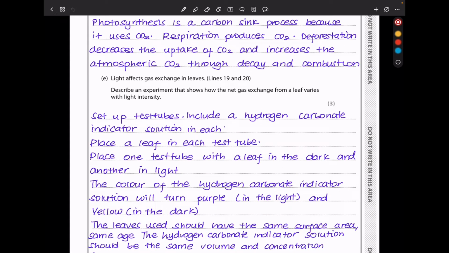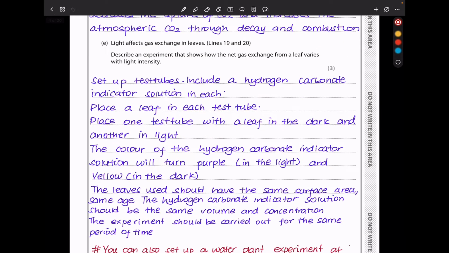In part E, light affects gas exchange in leaves. Describe an experiment that shows how the net gas exchange of a leaf varies with light intensity. So there are two ways this experiment could be carried out. One could be using a water plant, and then you count the bubbles of gas that are produced. And another could be carried out using a hydrogen carbonate indicator, like I described here.